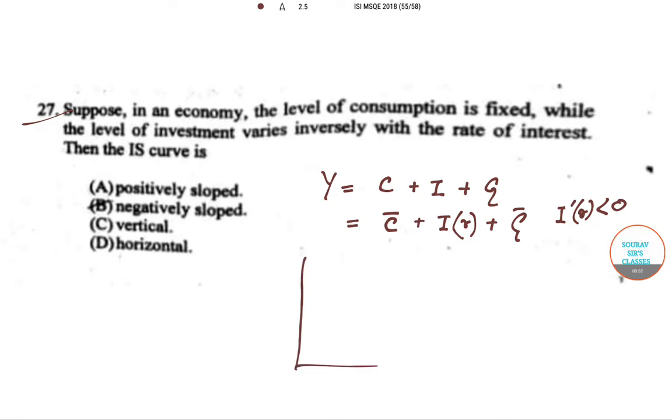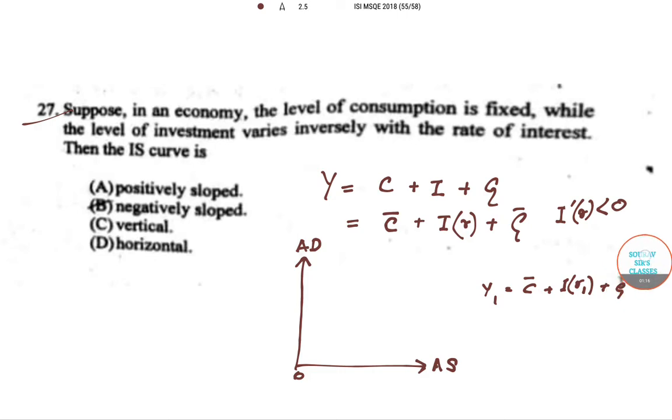So if we plot aggregate supply on the x-axis and aggregate demand on the y-axis, for a fixed level of rate of interest, say R1, Y1 is equal to C bar plus I of R1 plus G bar. Hence this is a horizontal curve.